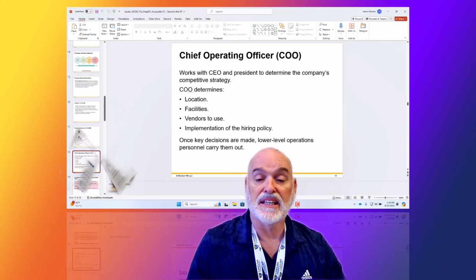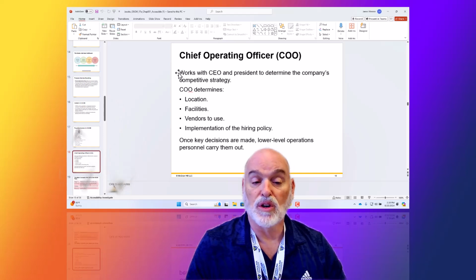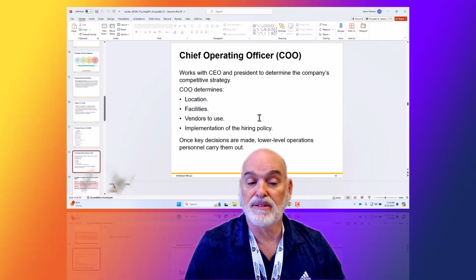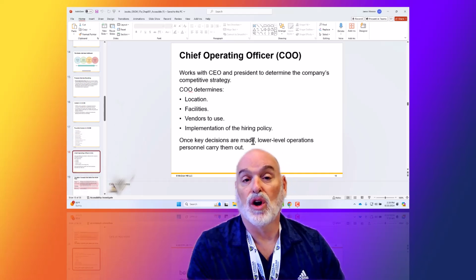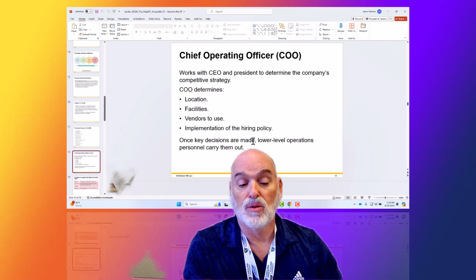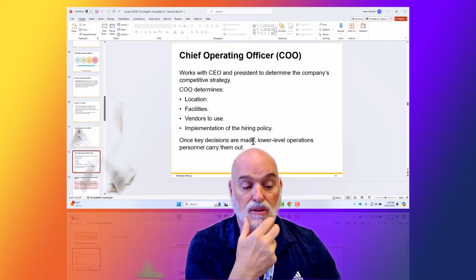You take a look at the chief operating officer, works with the CEO and president to determine the company's competitive strategy. COO determines location, where a company should be, facilities, which vendors to use, implementation of hiring policy. Once the key decisions are made, the lower level personnel will carry those decisions out.